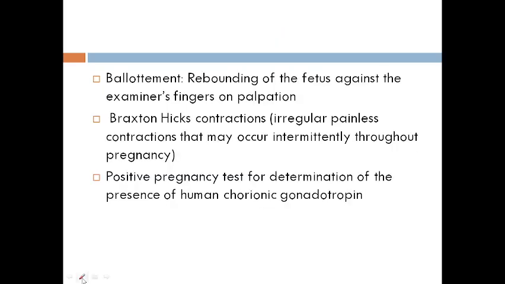Then ballottement. What is ballottement? The rebounding of the fetus against the examiner's fingers on palpation. That is called ballottement. Braxton Hicks contractions: the contractions are irregular and painless. They occur throughout the pregnancy, intermittently. Then a positive pregnancy test is detected by the presence of HCG, human chorionic gonadotropin hormone, in the urine.